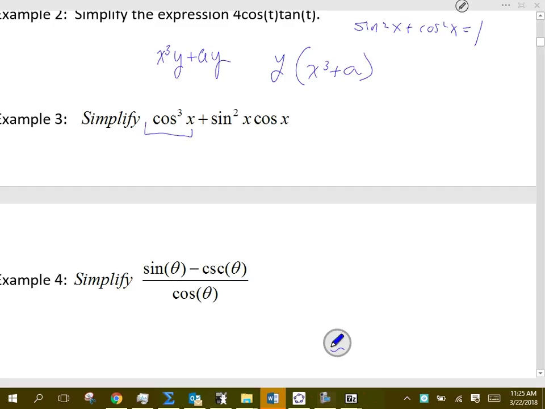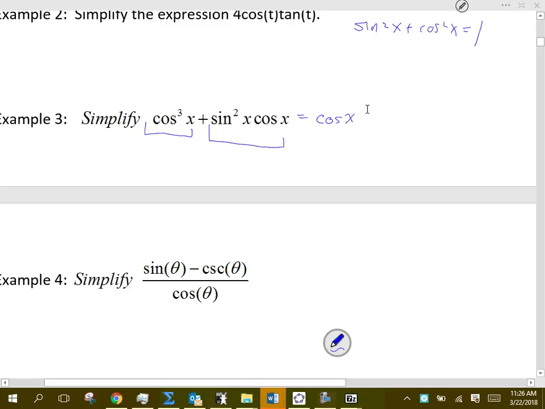This would be my first term. This is my second term. What do they both have in common? Cosine x. Let's factor that cosine x out. And a key thing to remember, we said this all year, but it is very important and very helpful in this situation. When we're factoring, what operation are we doing? Division. So I'm going to take the cosine x out, but that means I'm going to divide each one of these things by that cosine x. So what's cosine cubed divided by cosine to the first? Cosine squared.